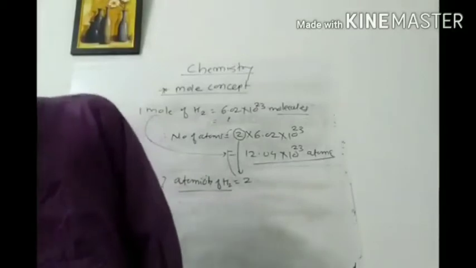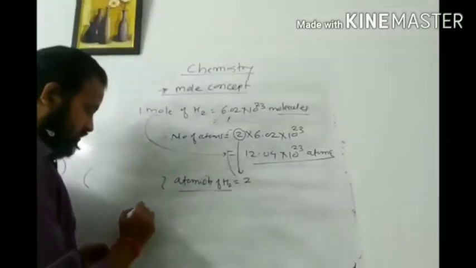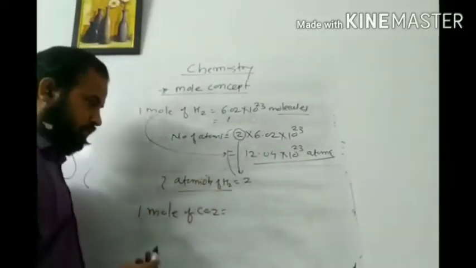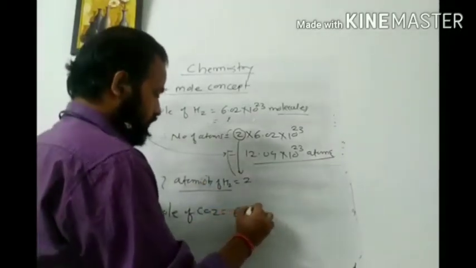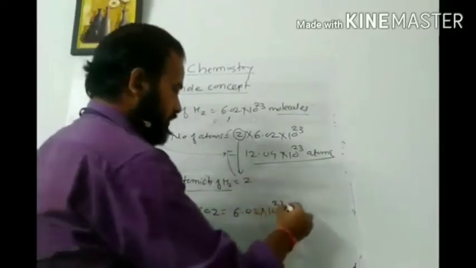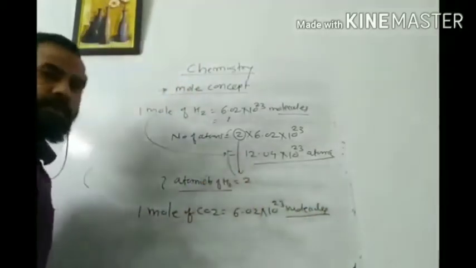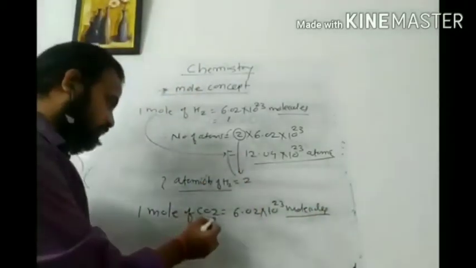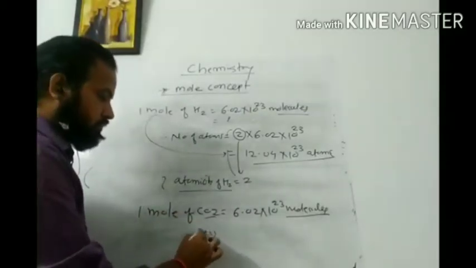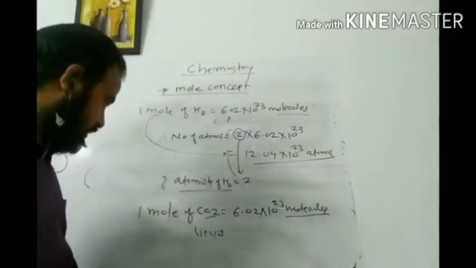For example, I will give you one more example. 1 mole of CO2, 1 mole of carbon dioxide. As we all know, 1 mole is nothing but 6.02 into 10 raised to 23, isn't it? So it is available in the form of molecules. If I want to calculate atoms, I have to multiply it by atomicity. So now what is the atomicity of CO2? It consists of 1 atom of carbon and 2 atoms of oxygen. So atomicity is 3.